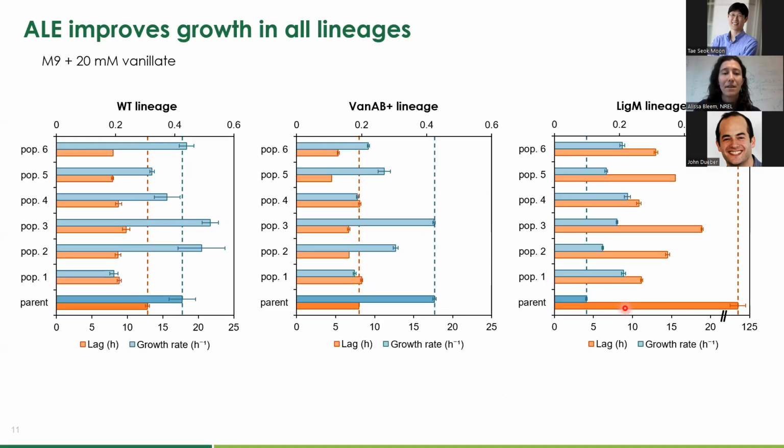And that has a lot to do with the way the ALE is set up. So essentially what we're doing is we're letting the strains grow in a tube until they hit a certain OD, and then we passage them. So you can imagine that that setup kind of selects for strains that hit a certain OD first, i.e. have a shorter lag. So that's mainly what we obtained from this evolution, particularly in the two strains that had the Van-AB mechanism.